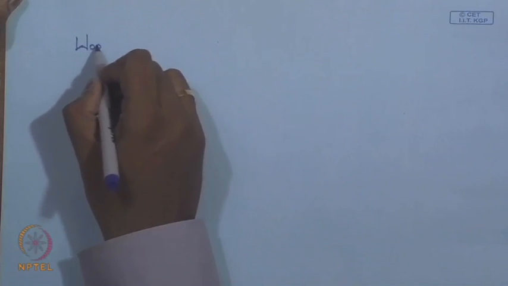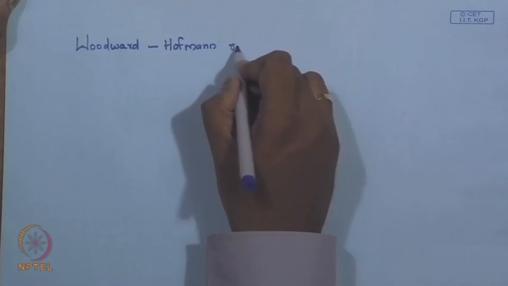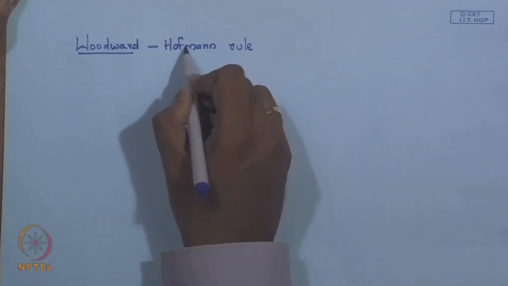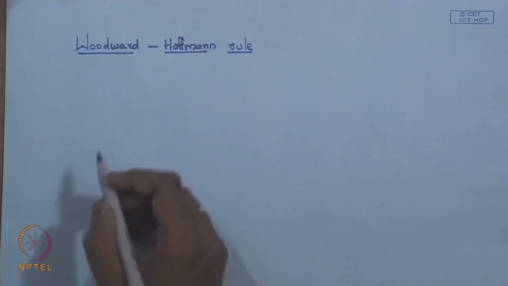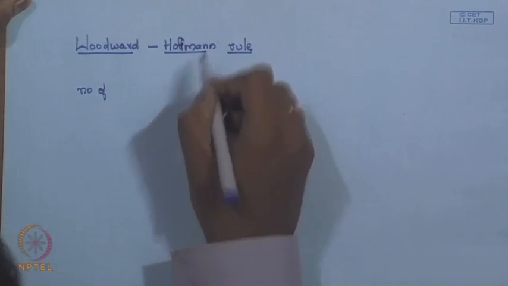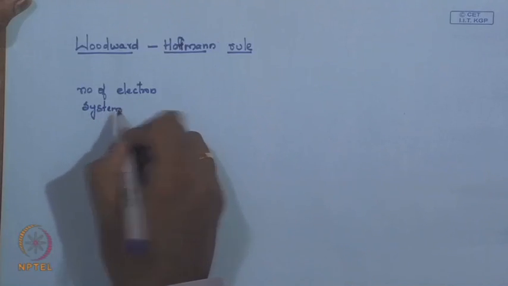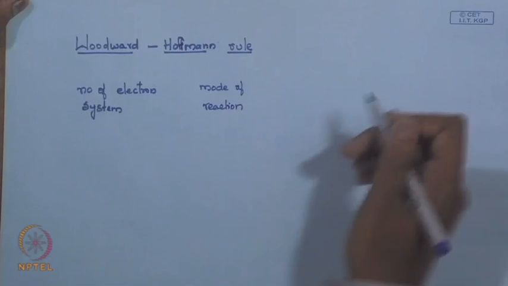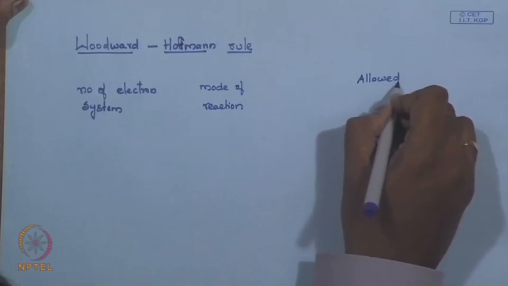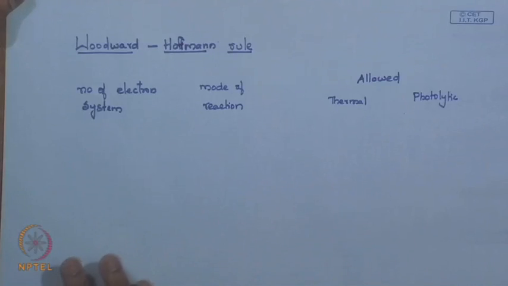Now, we see whether it is going right with this. So, your Woodward Hoffmann rule. You have to see the number of electrons in the system, and then just see the mode of reaction. Then you can always talk about whether this is allowed in thermal and photolytic conditions. You can make a table like this.